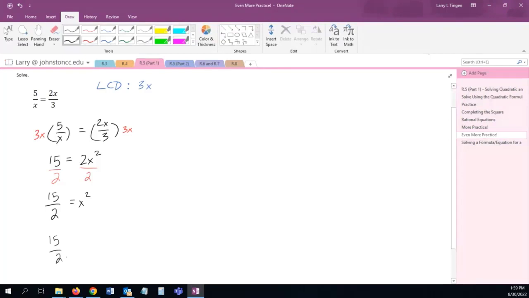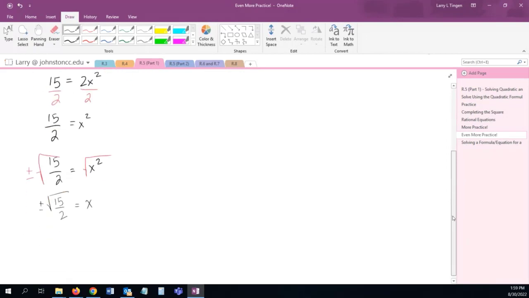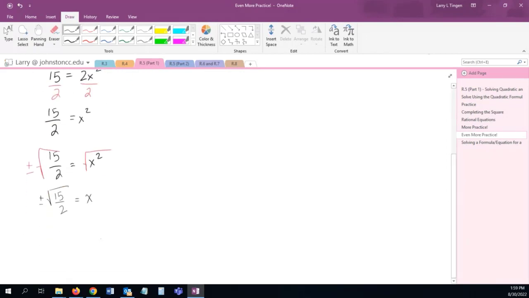And that's about to rear its head again because I need x to be by itself. I'm currently looking at x squared, so take the square root of both sides. I've got a positive real number on the left-hand side, so I need to consider both the positive and negative solution. So x is equal to positive and negative square root of 15 over 2. As frustrating as that looks, that is as simplified as this is going to get.